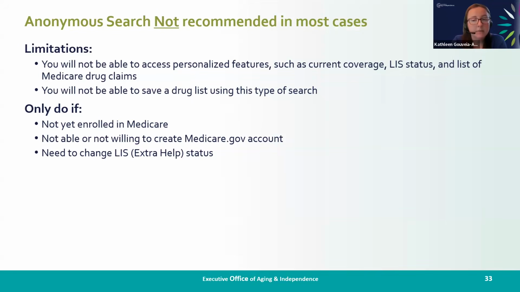Anonymous search is not recommended in most cases, and this is because there are some limitations. Some of the limitations include you will not be able to access personalized features such as current coverage, LIS or extra help status, and the current list of Medicare drug claims that you have submitted. You will not be able to save a drug list using this type of search. Only search anonymous if you have not yet enrolled in Medicare, are not able or willing to create a Medicare.gov account, or you need to change your extra help status.